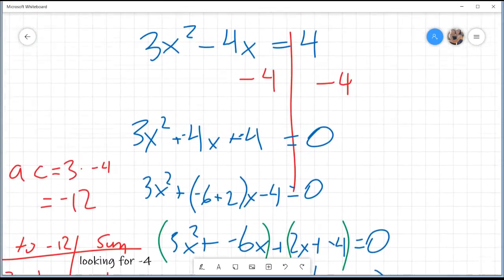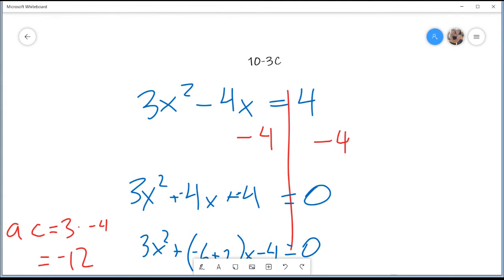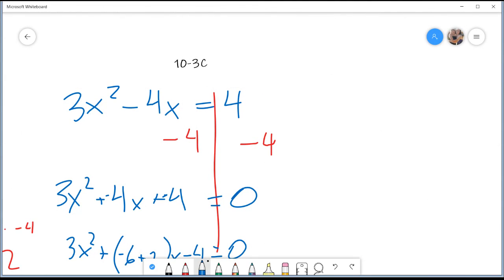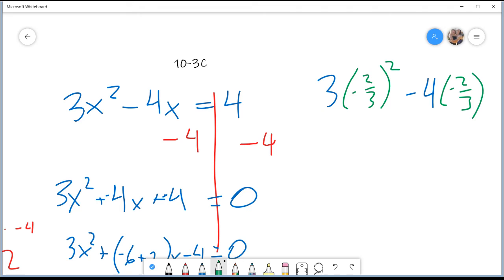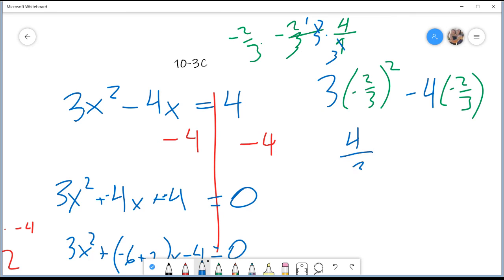When you're done, you're going to want to plug them into the original equation to see if it's true. So I'll start with 3 times negative 2/3 squared minus 4 times negative 2/3, and we'll see if that equals 4. Negative 2/3 squared is negative 2/3 times negative 2/3. 2 times 2 is 4, 3 times 3 is 9. So really what we have is 3 times 4/9, and 3 and 9 simplify to 1 and 3, so that's going to give us 4/3.